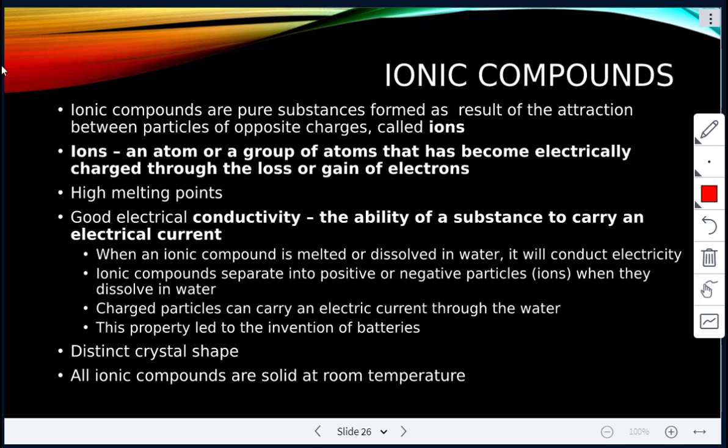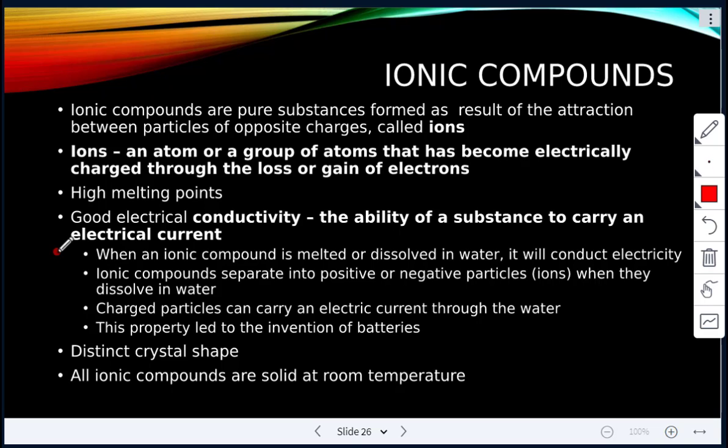All right, so just some properties of ionic compounds. They are pure substances formed as a result of the attraction between particles of opposite charges, which are called ions. Again, an ion is an atom or a group of atoms that's become electrically charged through the loss or gain of electrons. So these ionic compounds have high melting points. They are good conductors of electricity, so they have the ability to carry electric current. If an ionic compound is melted or dissolved in water, it will conduct electricity.